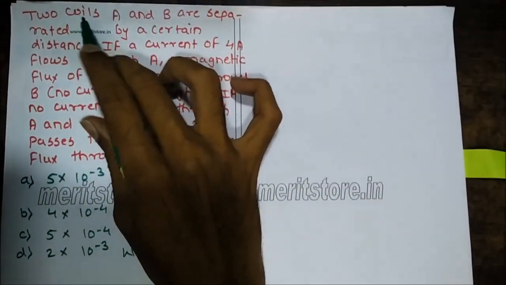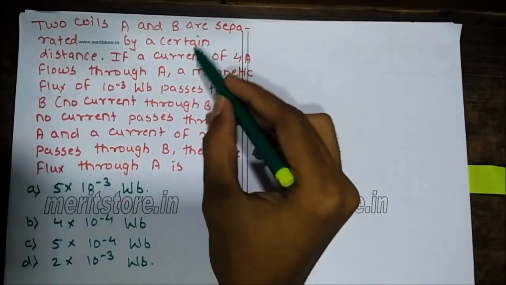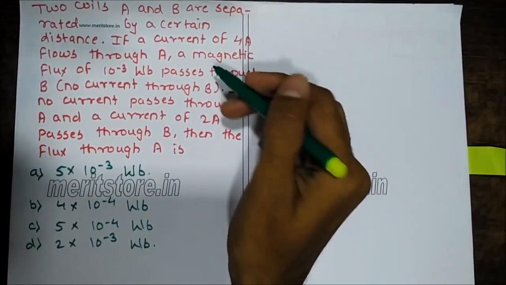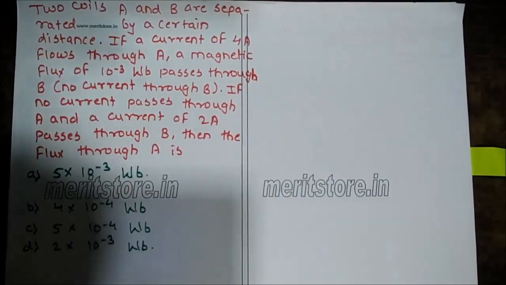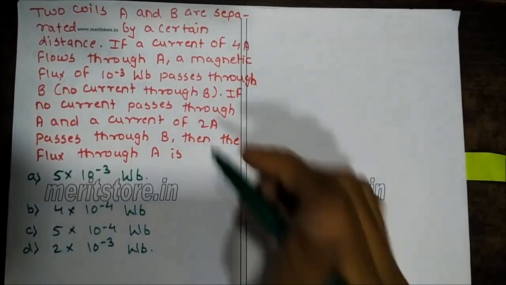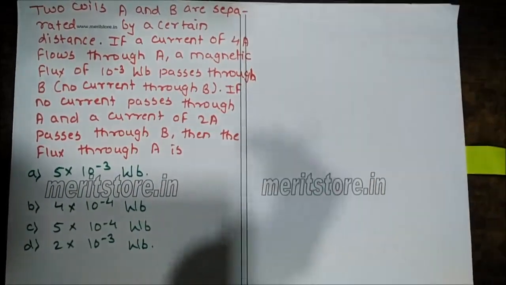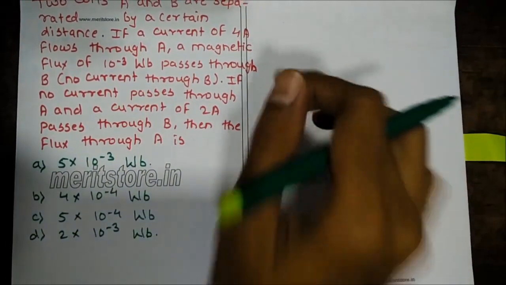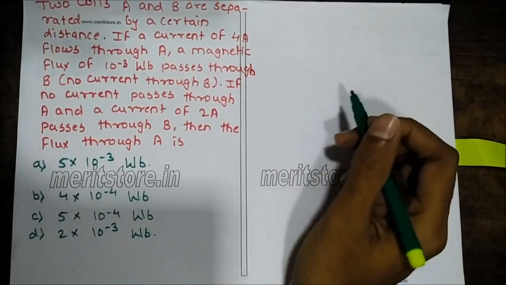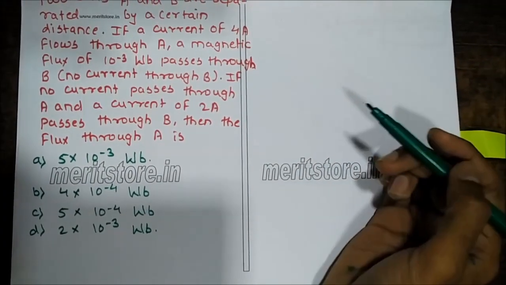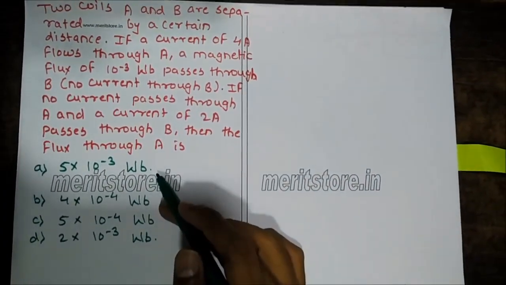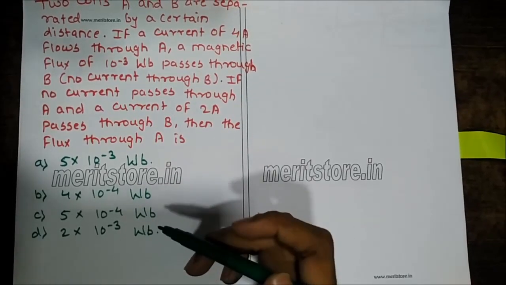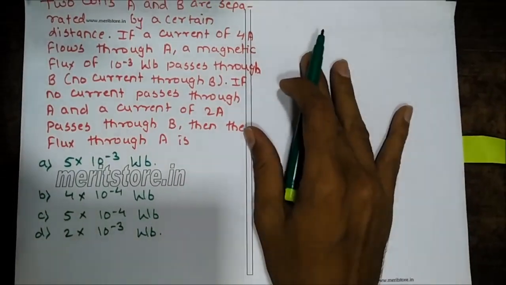Okay, the next sum. Two coils A and B are separated by a certain distance. If a current of 4 amperes flowing through A gives a magnetic flux of 10 raised to minus 3 Weber through B, and if no current passes through A and a current of 2 amperes passes through B, then the flux through A is? So ultimately we need to find the flux through A. The options are 5 into 10 raised to minus 3 Weber, 4 into 10 raised to minus 4, 5 into 10 raised to minus 4, or 2 into 10 raised to minus 3.